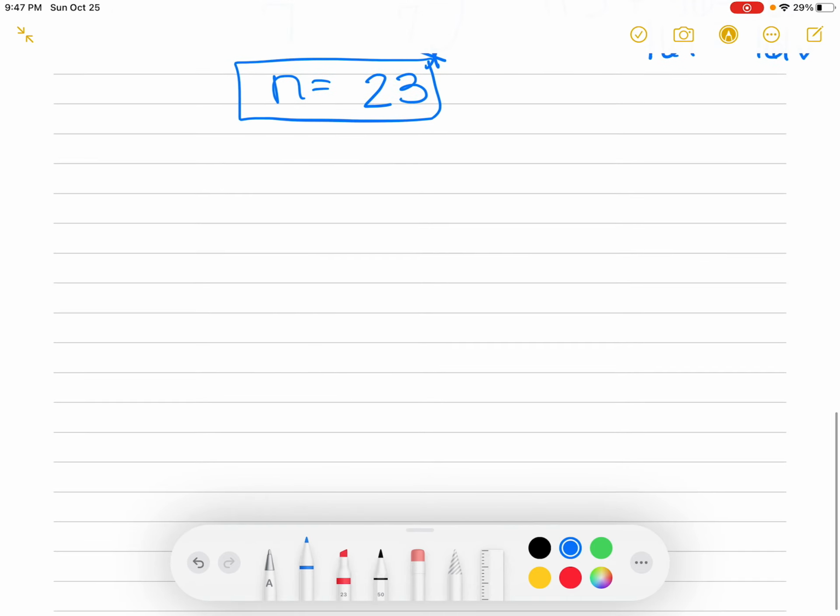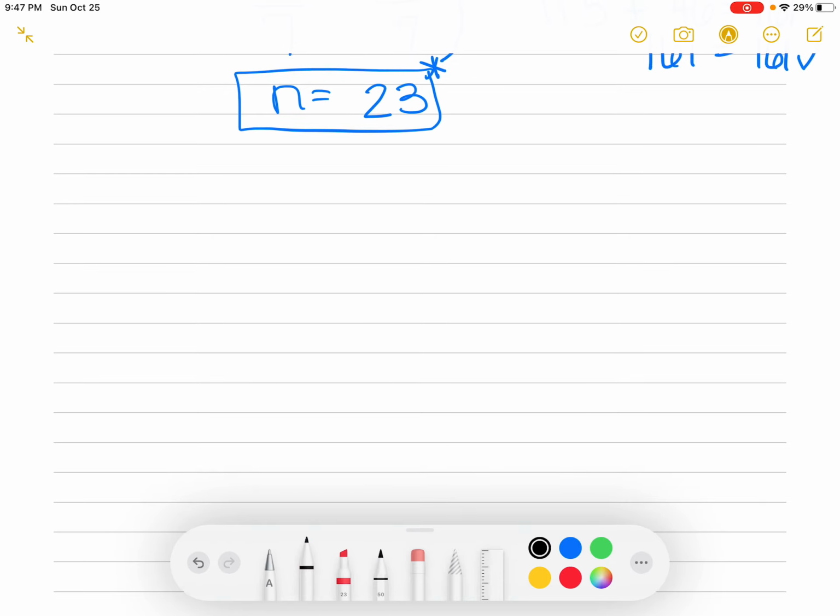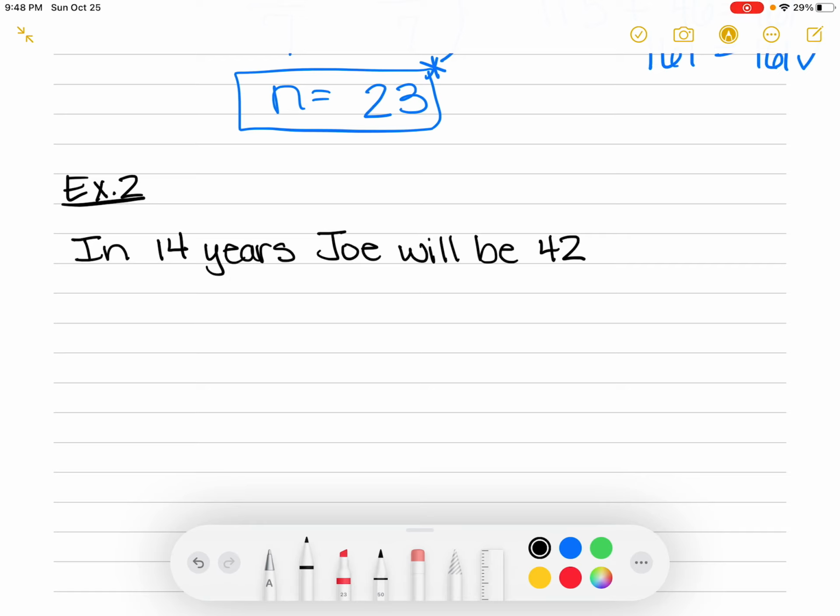Okay, in example 2, this is not just a number. Let me change my colors here. Example 2 says this: In 14 years, Joe will be 42. How old is Joe? Okay, so my method of attack is going to be, I read the problem. I'm going to reread it one time. In 14 years, Joe will be 42.